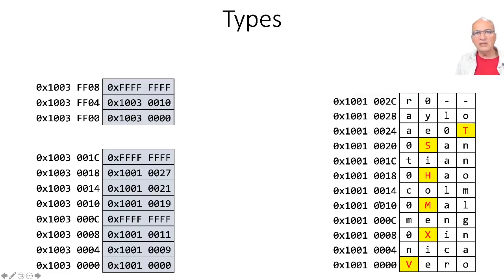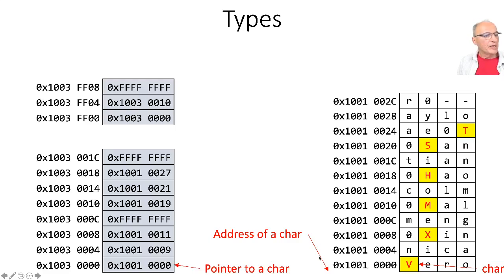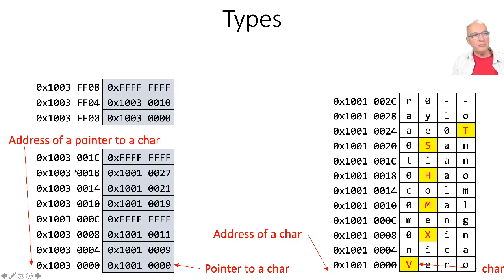So now that we understand the motivation to have this array of addresses, in which each one of the addresses points to another array of addresses, in which each one of the addresses points to a character, let's look at the types that we have here. So clearly, this V is of type char. And this value here is the address of a char. And the value that is inside this memory location is a pointer to a char. And the address of that pointer is the address of a pointer to a char.